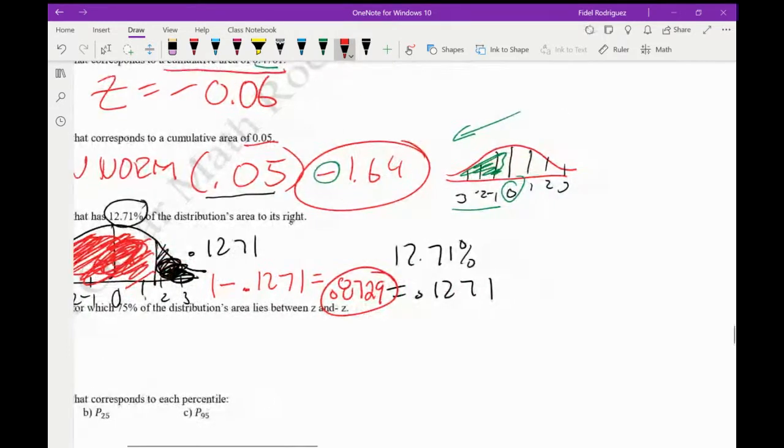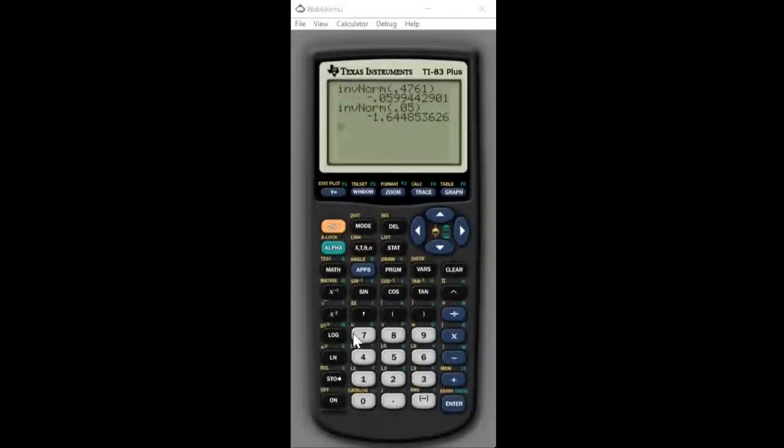So what I'm going to do now is use my calculator and go to inverse norm of 0.8729, and I can find my answer. So if I do that here with you guys so you can see it, I'm going to go second bars, inverse norm of 0.8729, and then hit enter. I'm coming up with 1.14, right?